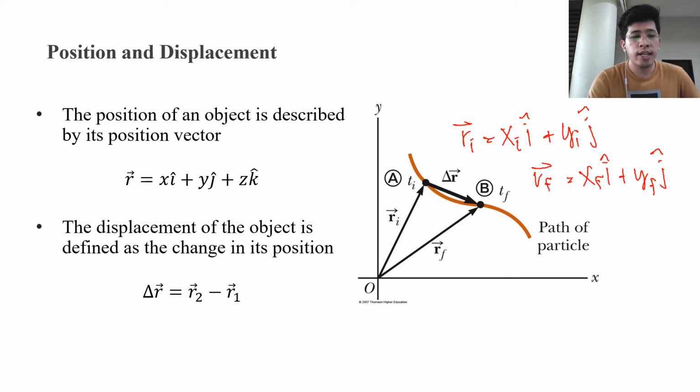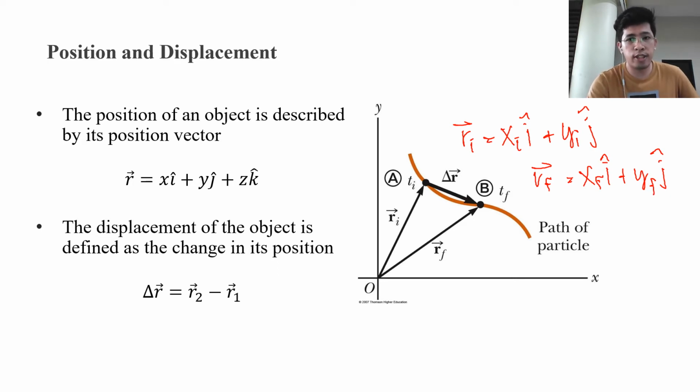Now, just like we have talked about displacement in our previous discussion, we also have a version of displacement here in 2 or 3 dimensions. So again, the displacement of the object is just defined as the change in the position.